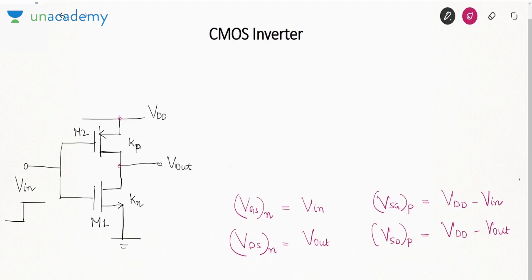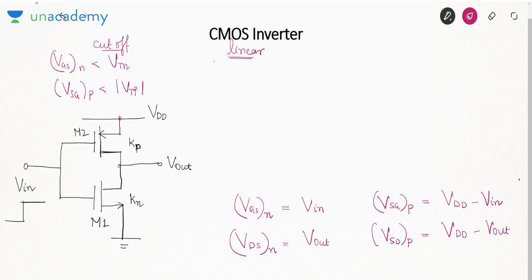So when we talk about cutoff, the condition for cutoff region is VGS of NMOS less than VTN, or VSG of PMOS is less than mod of VTP. I am assuming that their threshold voltages are different, VTN and VTP. Then what about linear region?